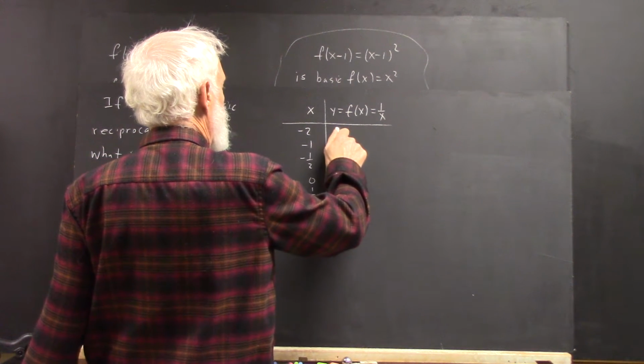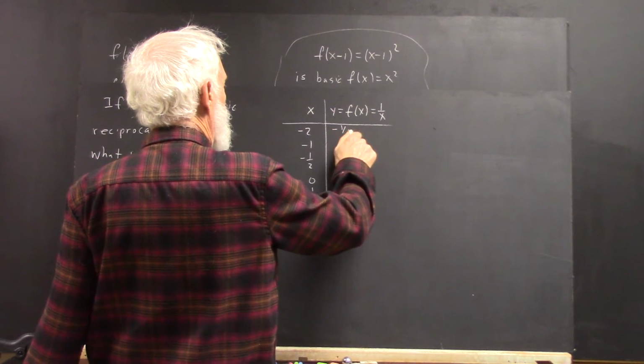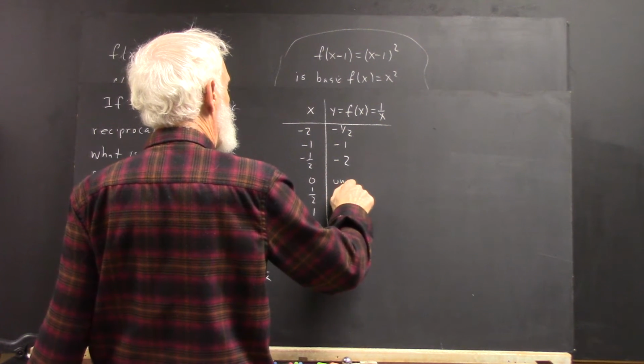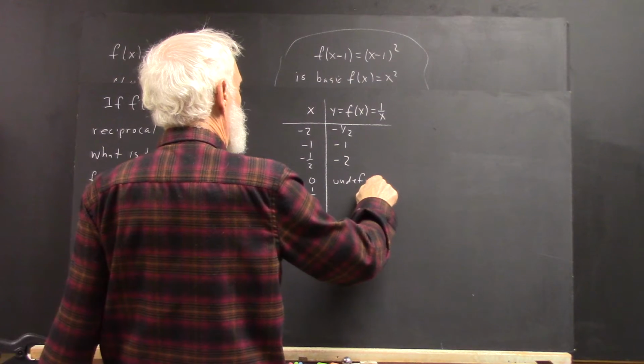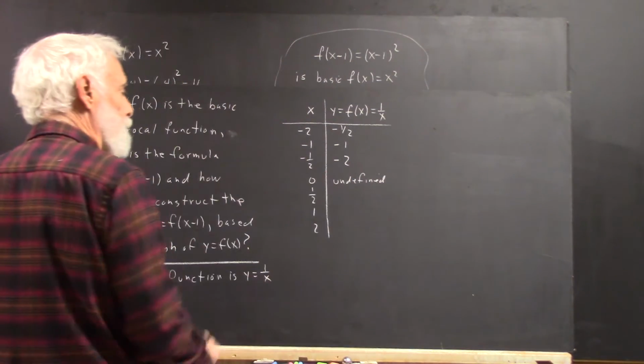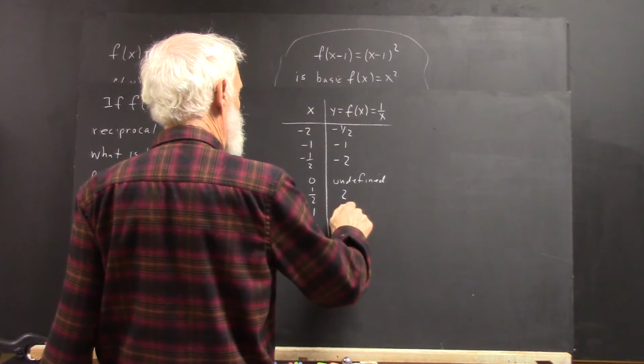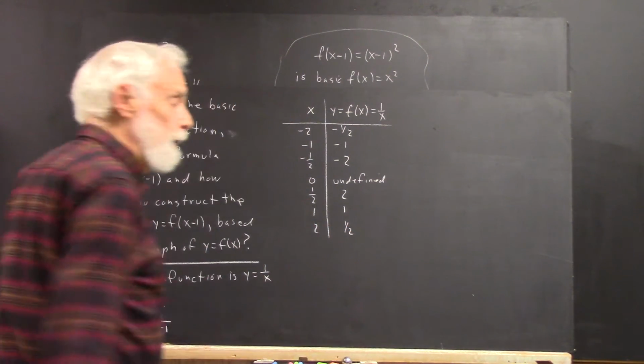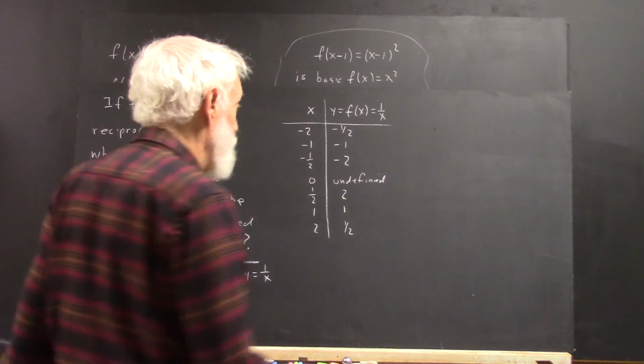You get negative 1/2, negative 1, negative 2. Division by 0 is undefined. 1/2 gives you 2, 2 gives you 1, 1 gives you 1, and 2 gives you 1/2. And you get your graph.